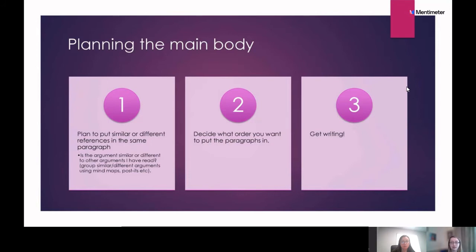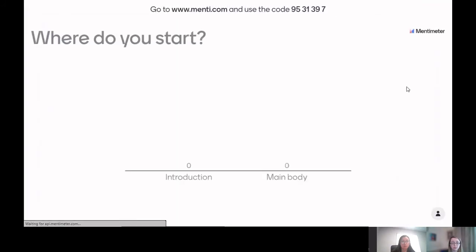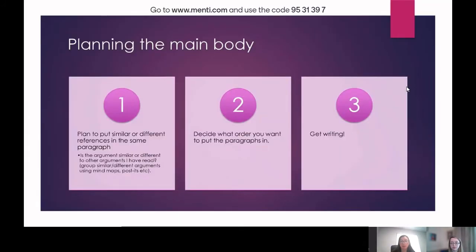So even when you're planning out your essay, you can write down the name of the article so you don't forget about it, to decide what order you want to put the paragraphs in. And as Aoife said earlier, just get writing. Putting something down on paper is really important. And having some sort of plan beforehand is really helpful, because you know what the story is to your essay.